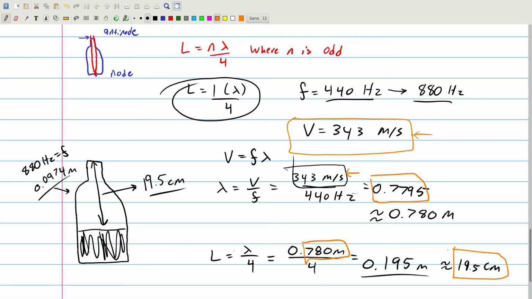But pretty close. And yeah, you can design your own instruments and your own pitches. You can tune it by varying the amount of water in there, and you can get whatever pitch you want based on how much water you put into your bottle.